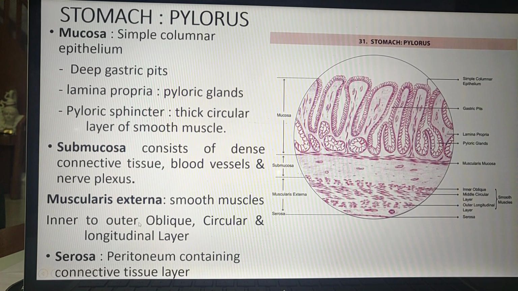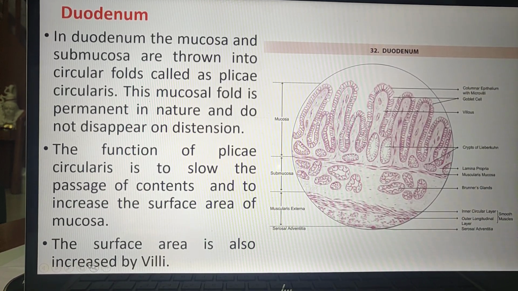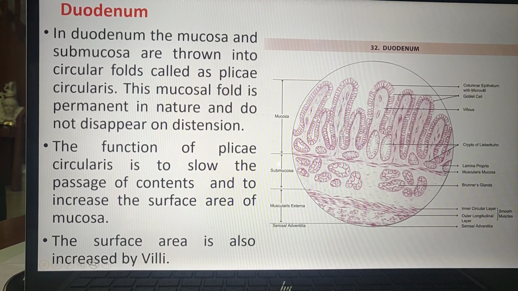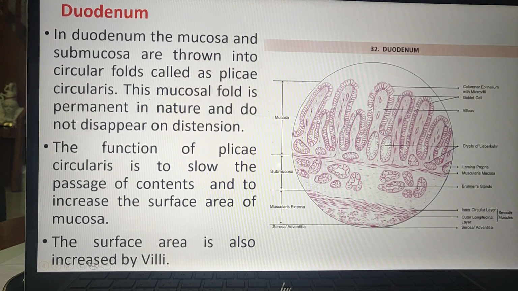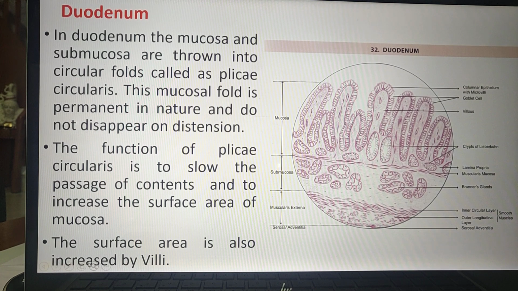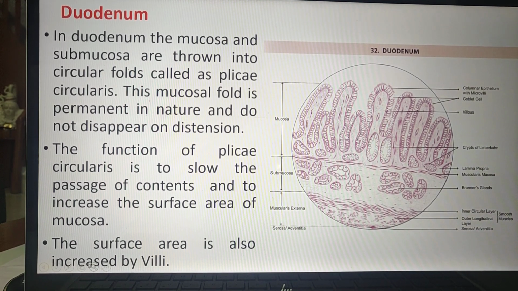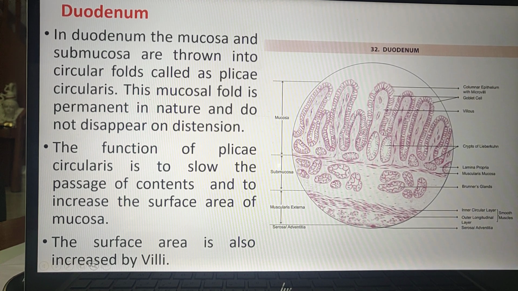Remaining portion, which is the same as the fundic part. Next slide, it is the duodenum. In the duodenum, the mucosa and submucosa are thrown into circular folds. It is called the plica circularis. The mucosal fold is permanent in nature and does not disappear on distension.